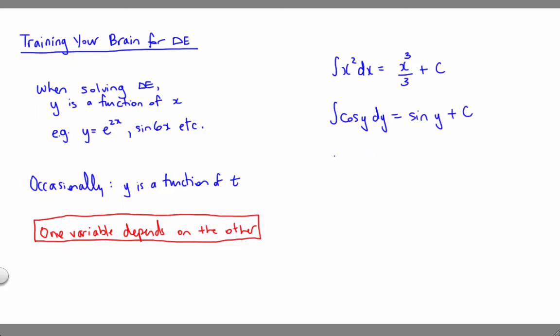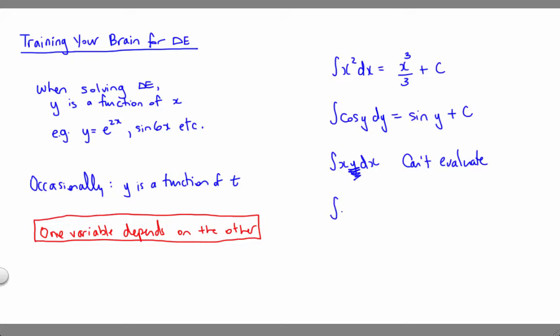But if we wanted to integrate something like xy dx, the issue here is that y depends on x, but we don't know at this point the exact formula for y, so we can't integrate this. We can't evaluate this integral because it is a mixture of x and y inside the integral.